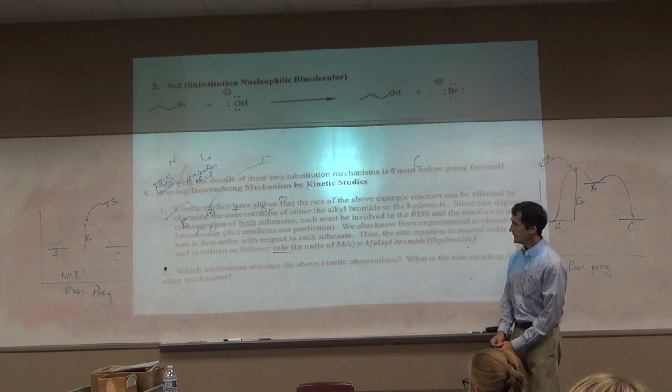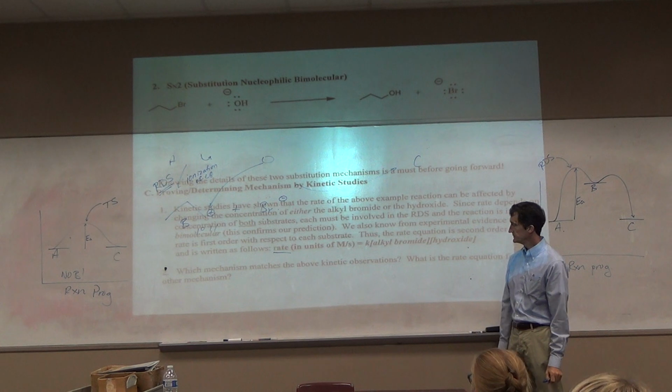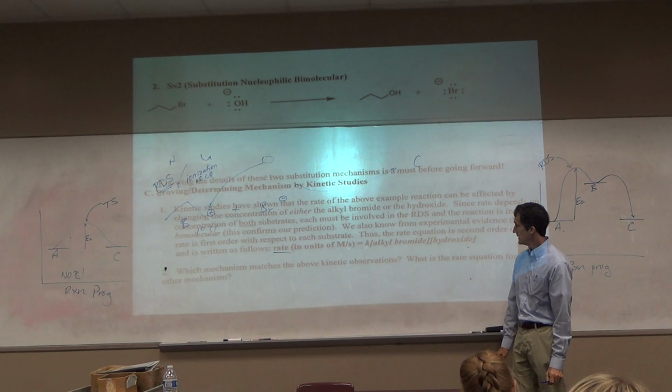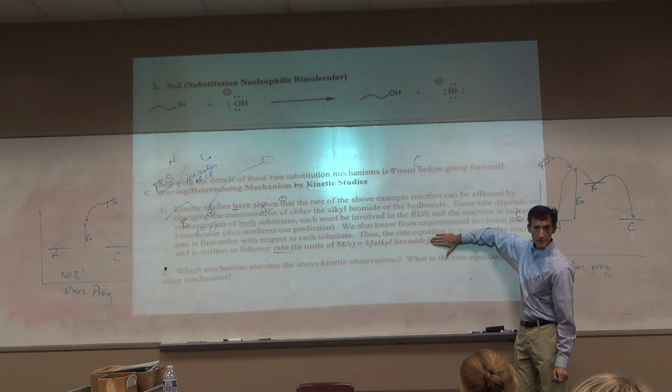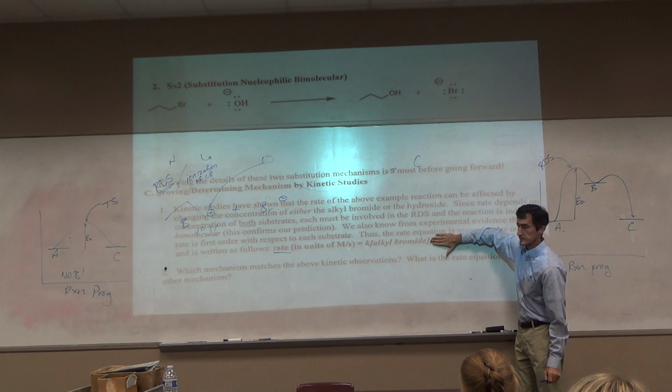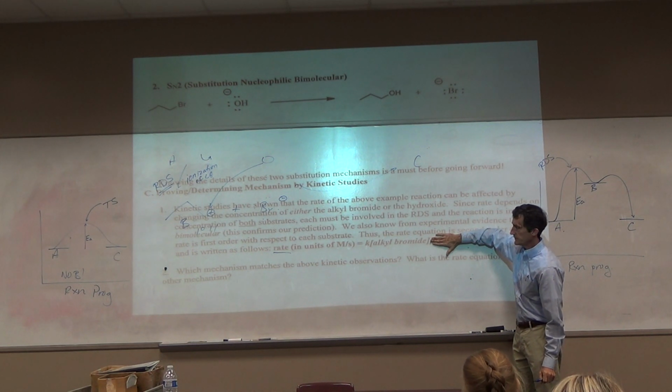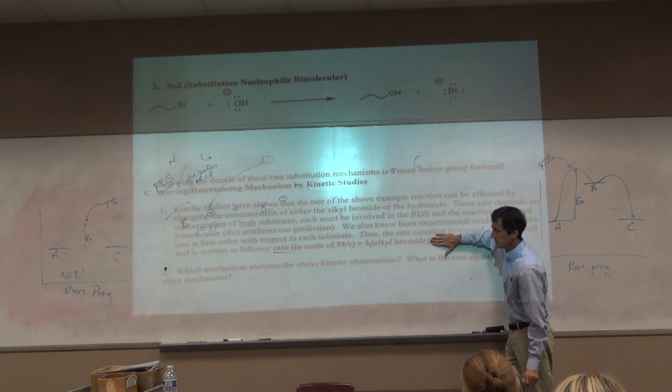SN2. What would an SN1 look like? Rate equation. You would not have that. It would just be alkyl bromide. Rate determining step is just alkyl bromide. Hydroxide plays no role in the rate determining step.